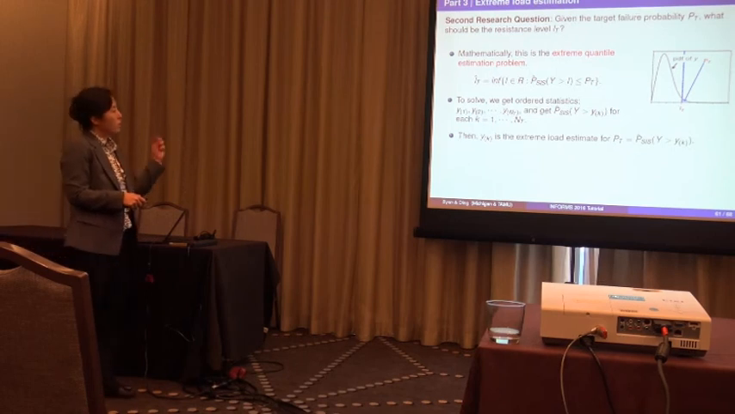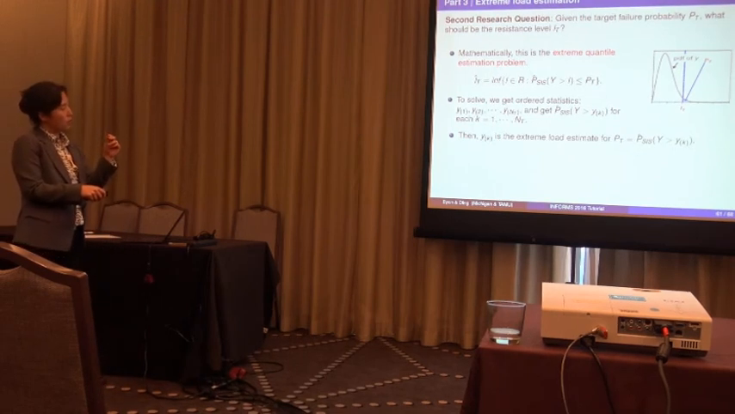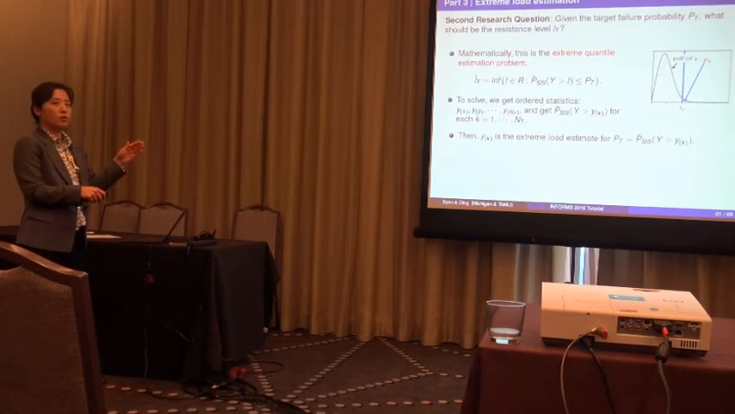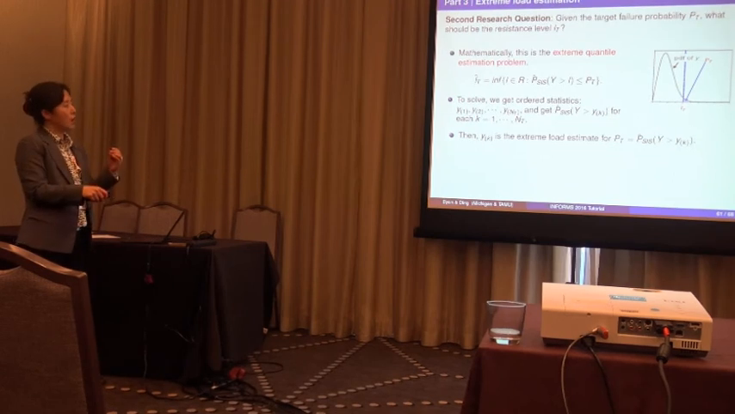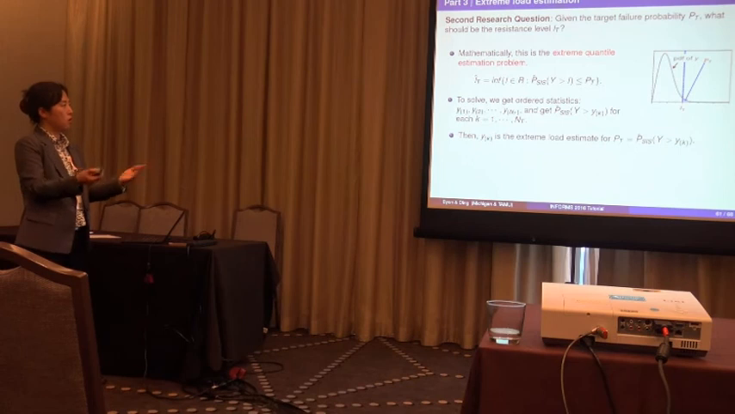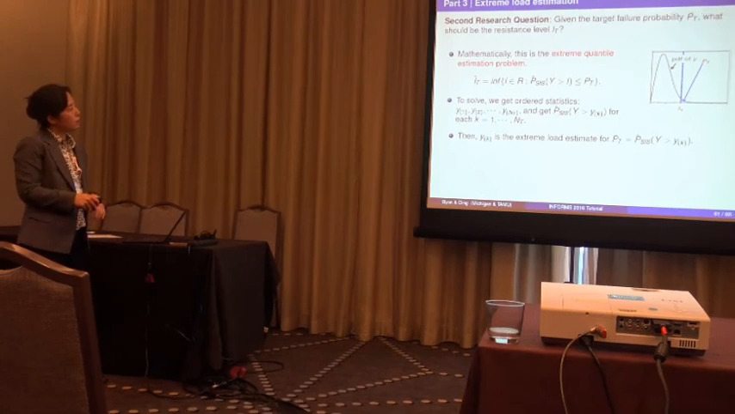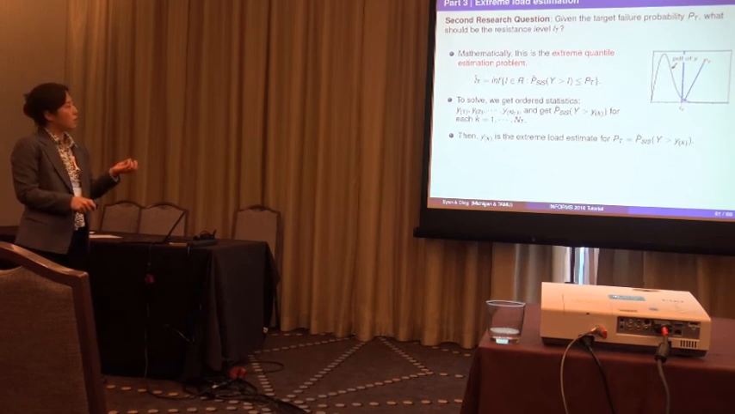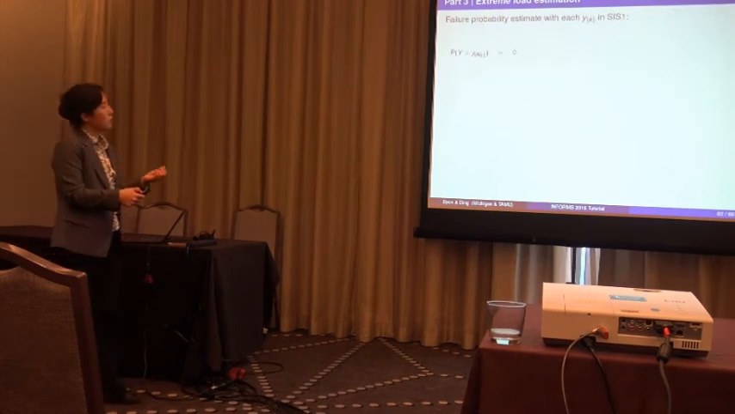Here, when we use this subscript with the parentheses, it means the ordered statistic. Y1 is the smallest output from all the simulation outputs, and YNT is the largest output among all these simulation outputs. And here, this is the failure probability given the resistance level. But by replacing the resistance level with the ordered statistic, we can get an extreme load estimate. So when we use the kth smallest output, this is the failure probability when the resistance level is y_k.